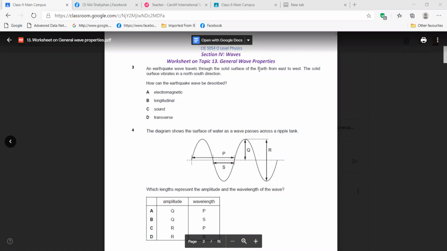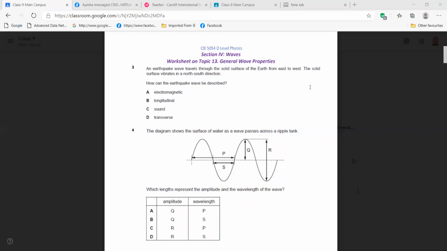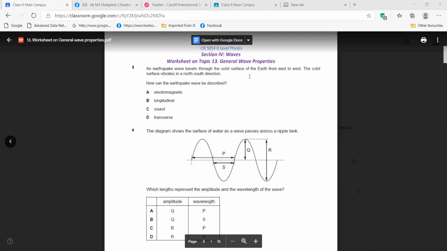Look, they are saying it is going from east to west, right? It travels from east to west, and the vibration is south north. That means one is perpendicular to another one, right? Is it clear to you? No, sir. This thing is not clear, sir. The wave is traveling east west. So you think about from your position east west, it is a line, right?